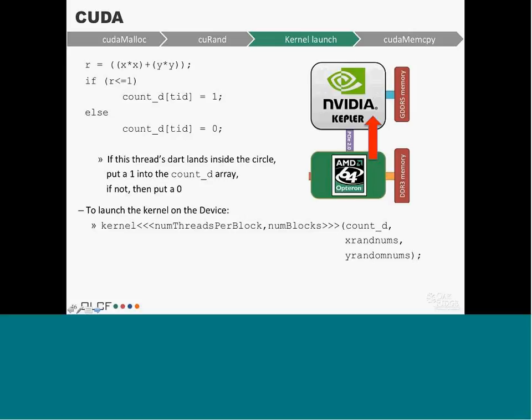A kernel launch is similar to calling a function, except for the addition of the CUDA notation. In triple brackets, you say how many threads per block you want, then a comma, and how many blocks you want, and that's how you launch a CUDA kernel. And again, there is communication over the PCIe.